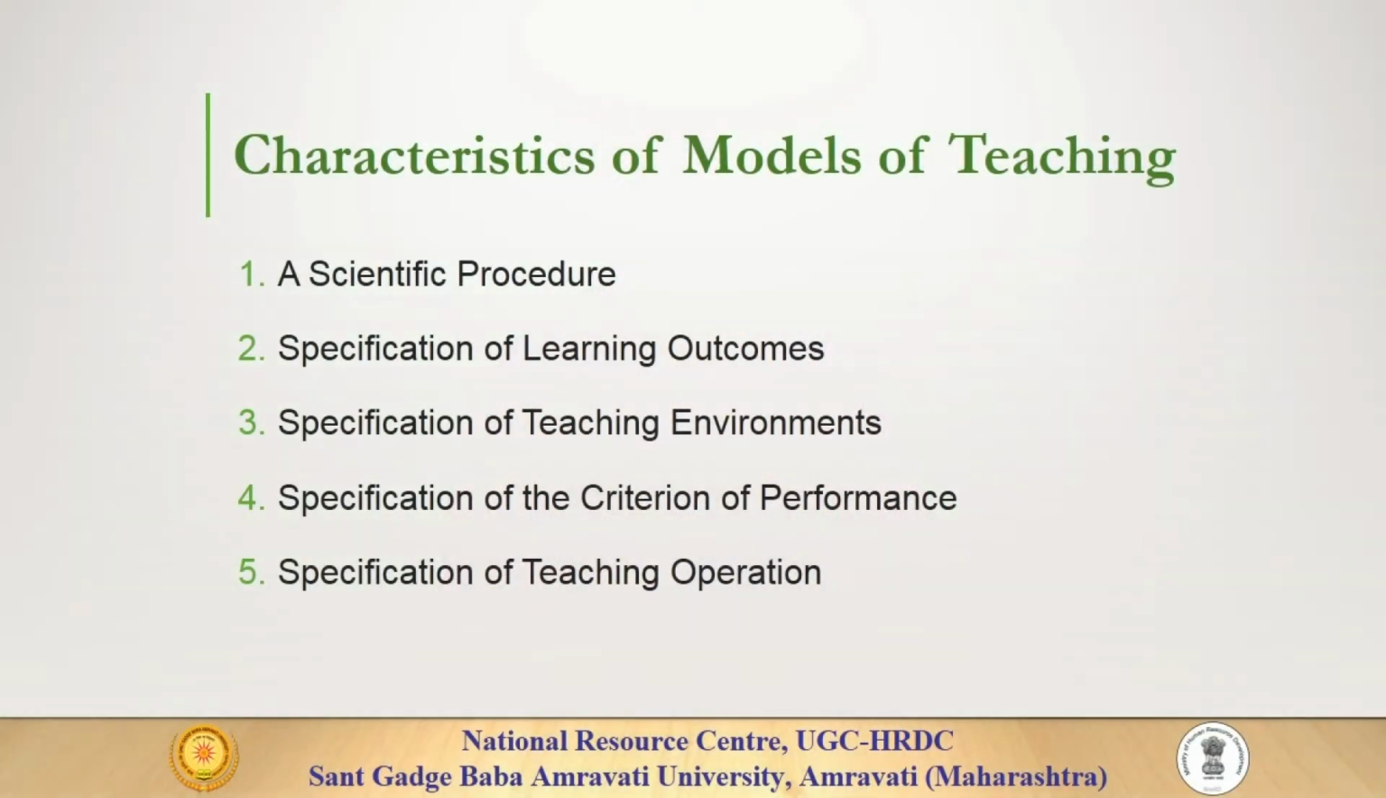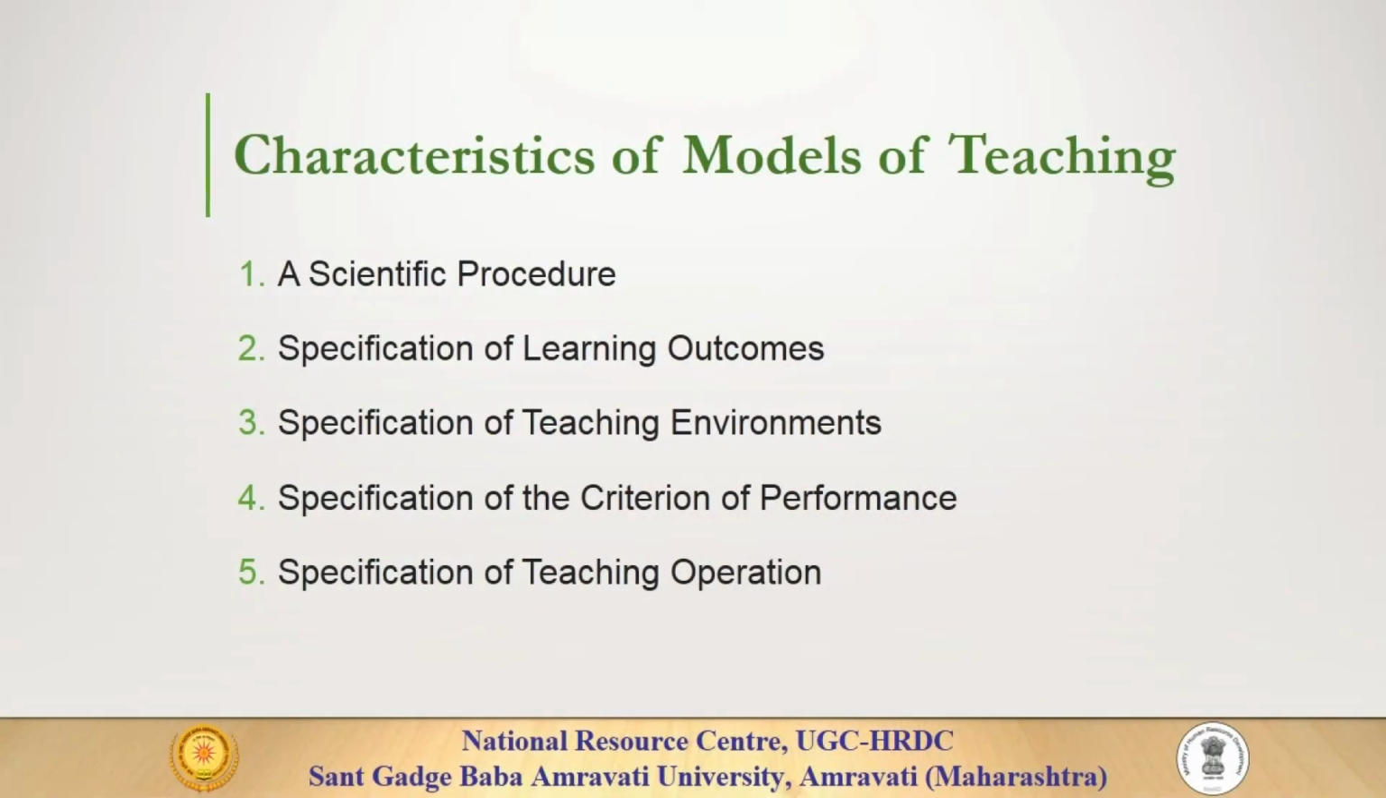Second characteristic of models of teaching is specification of learning outcomes. All models of teaching specify what the student will perform after completing an instructional sequence. The models of teaching include a description of specific learning outcomes of teaching. These learning outcomes are the observable behavioral change of the learner.